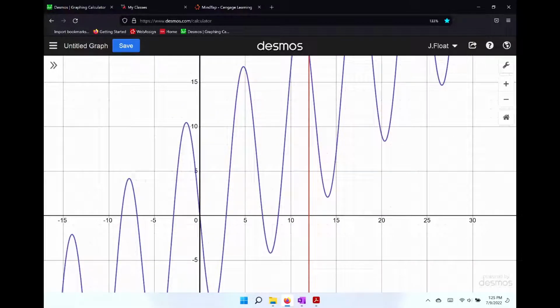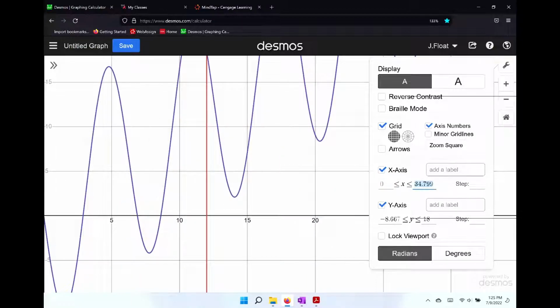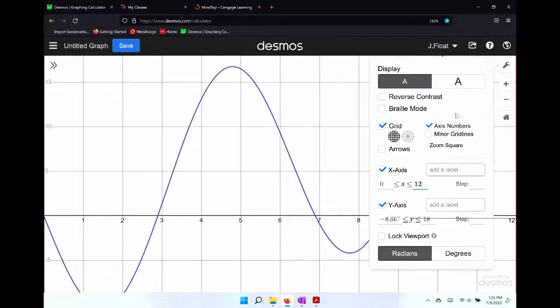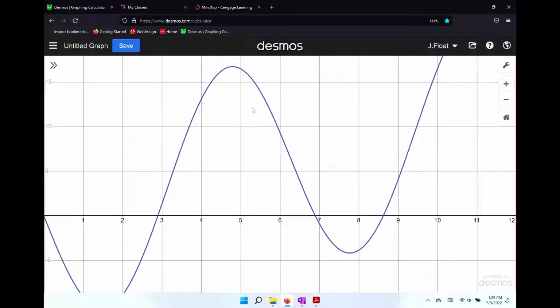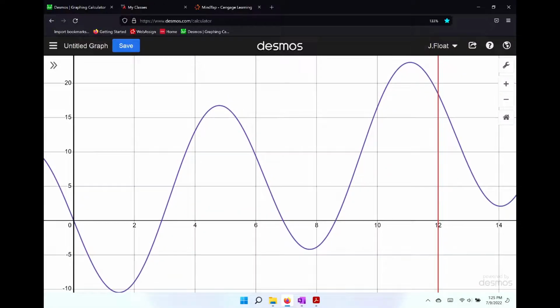All right, and give me 1 second. I'm going to clean this up and make it look a lot nicer for us. Let's get rid of those minor grid lines, and we're going to really tighten this up. So we're going from 0 to 12. And I'm going to zoom out just a little bit. There we go. Just like that.